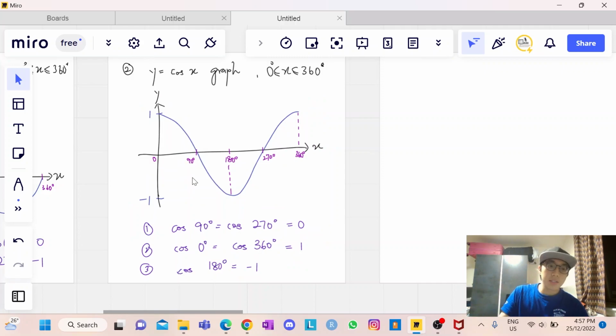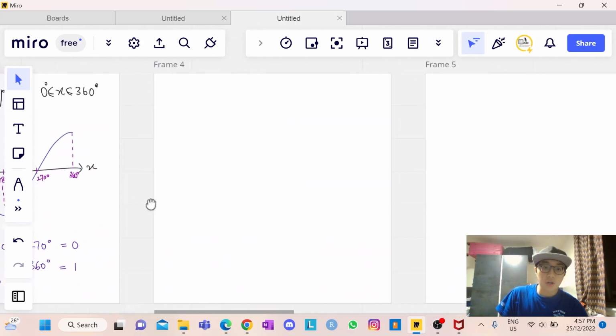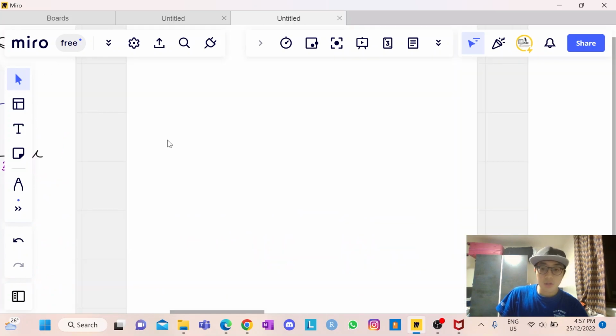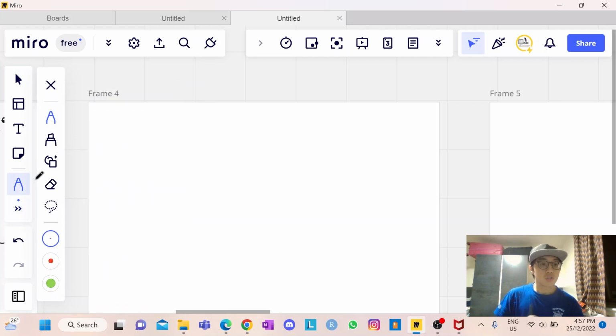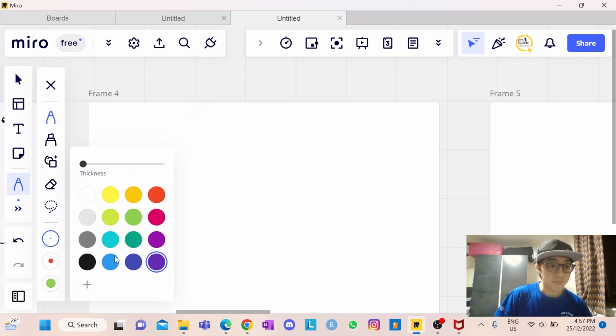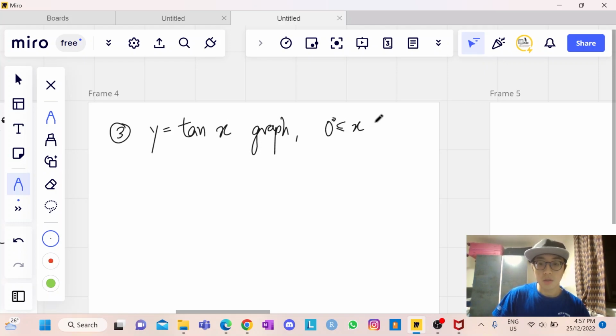It jumps by 90 degrees from 1 to 0 to -1 to 0 back to 1. So these are the properties of sine and cosine graph. Next, we are going to move on to the tangent graph. Number 3, y is equal to tangent x graph, where the domain is from 0 all the way up to 360 degrees.